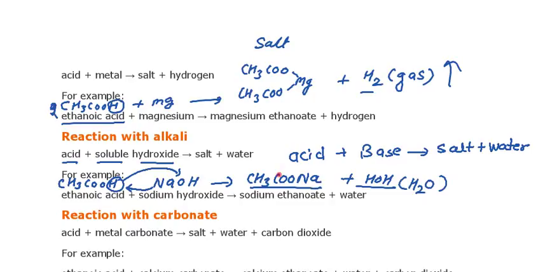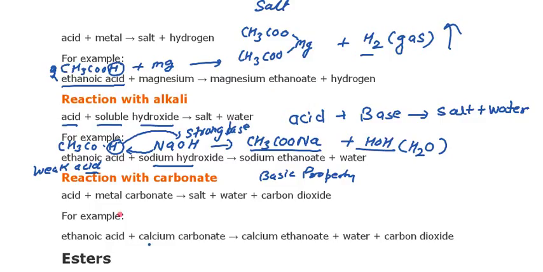But the salt's nature is not so strong, because here NaOH is a strong base and the ethanoic acid works as a weak acid. Because the basic nature is stronger than the acid nature, the salt formed has strong basic properties. If both are strong, they form a neutral salt. If both are weak, that also forms a neutral salt. But if one is weak and one is strong, the strong one's character dominates.